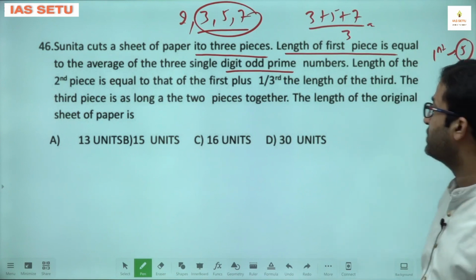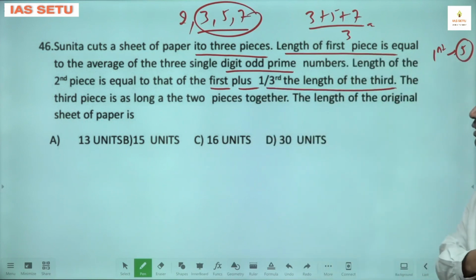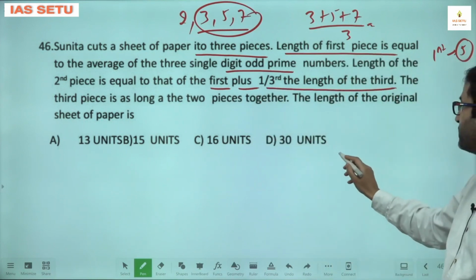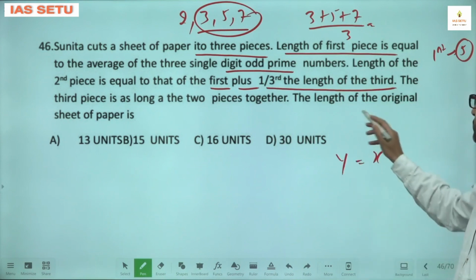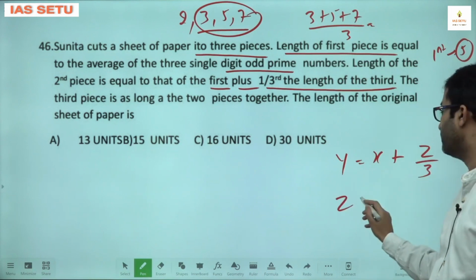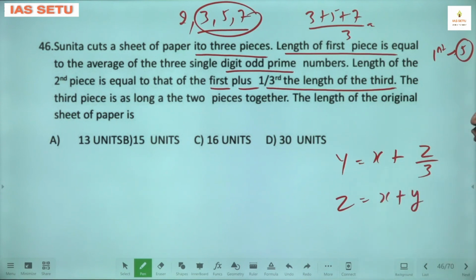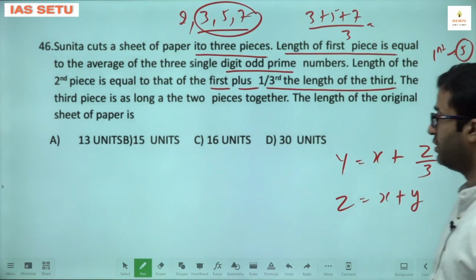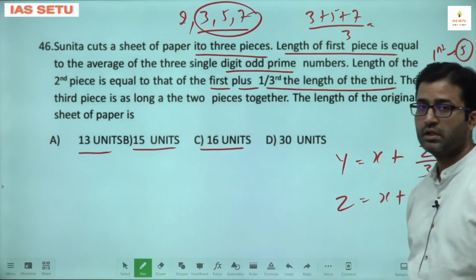The length of the second piece is equal to the first plus 1/3 of the length of the third. I will take the second piece as y. It will be first plus 1/3 of the third, z by 3. The third piece is as long as the 2 pieces, so z is equal to x plus y. The length of the original sheet of paper is 13 unit, 15 unit, 16 unit, or 30 unit?